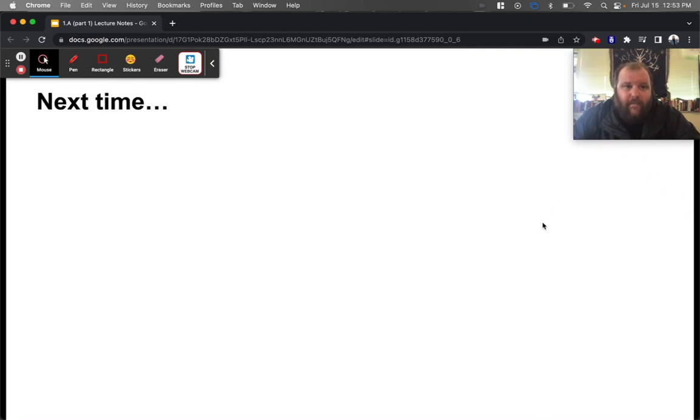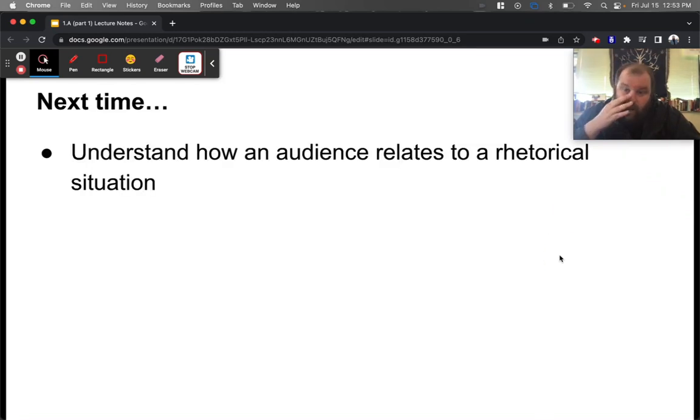So for next time, what we're going to do is understand how an audience relates to a rhetorical situation, right? So we're going to jump into the very specific part of the rhetorical situation, which is the audience, because the audience matters. The audience kind of changes everything. And so that's where we'll go next time.